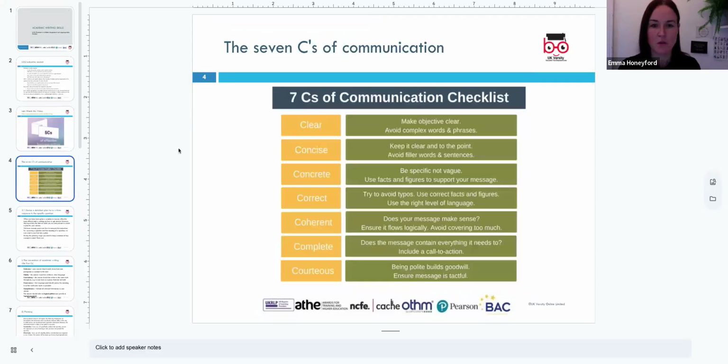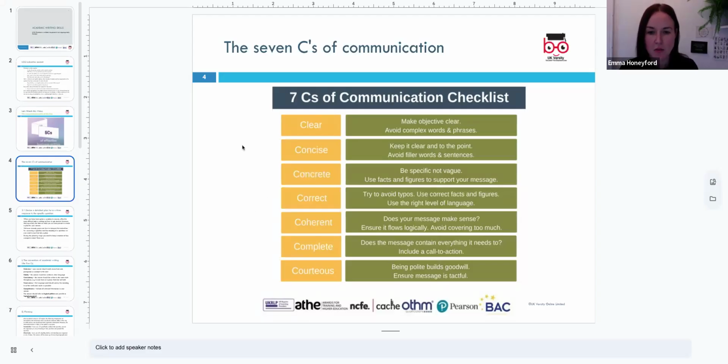As the video showed there, some of those are the C's of communication. There's now a checklist below. So we've got clear. It's really important when you're doing any piece of work at this level to make the objectives clear, to avoid complex words and phrases, to be concise, to keep it clear and to the point, and to avoid filler words and sentences. So don't put anything in the text that's unnecessary. Make sure it has value.